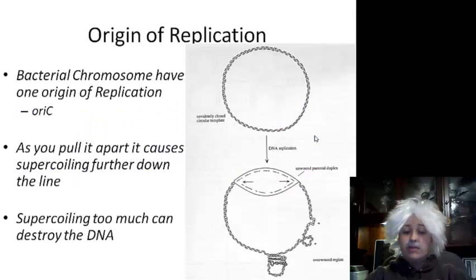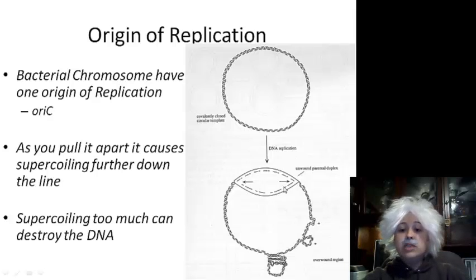Origin of replication. Bacterial chromosomes have one origin of replication called OriC. As you pull it apart, the supercoiled DNA becomes more supercoiled further down. This is a problem. Too much supercoiling can destroy the DNA. We must do something about this.